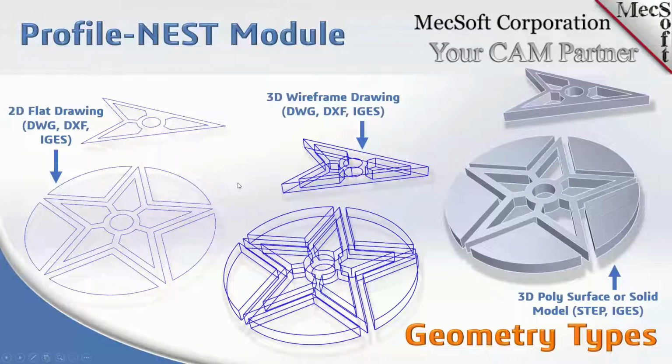Now let's talk a little bit about geometry. The geometry requirements, or the use of geometry, is exactly the same as in our milling module. You can use just flat 2D drawings, which is what we're going to be using in this demonstration. But you can also use wireframe drawings. In most cases, you're not going to run into a wireframe drawing anymore, but if you do, you can use those to create a profile nest. And then, of course, you can also use 3D geometry: poly surfaces, closed poly surfaces, typically solids.